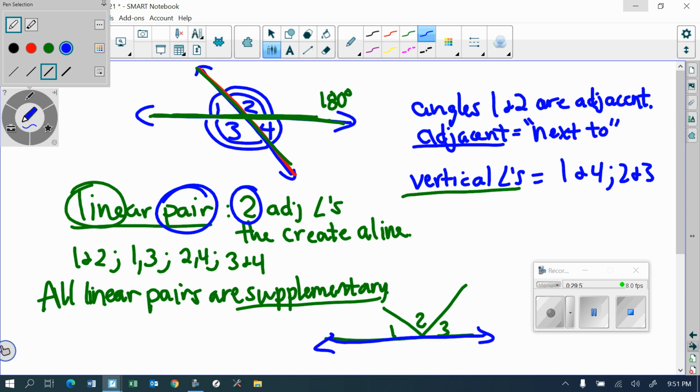Now, do angles 1 plus 2 plus 3 add to 180? Yes, they do. So I can say measure of angle 1 plus 2 plus 3 adds 180 because it creates a line, and all lines are 180 degrees, but that is not a linear pair because it's more than two angles. All right, so I think I've covered anything dealing with that and all of our major angle measures that you have to have memorized. Then that we'll use forward from here.